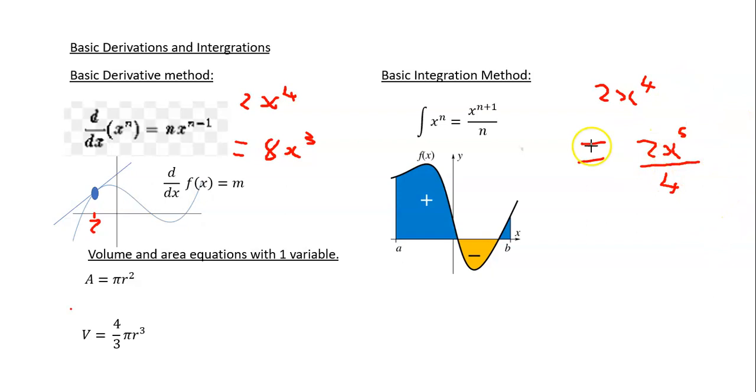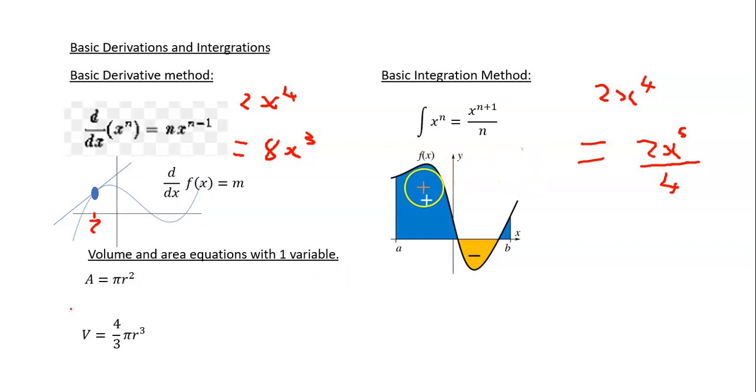And what that actually means is that the integration formula is basically moving a step up, whereas when you're deriving, you're moving down, moving from the graph to the gradient of the graph. Now you have the graph, and you're working out the area under the graph.